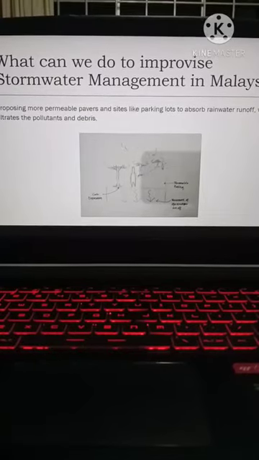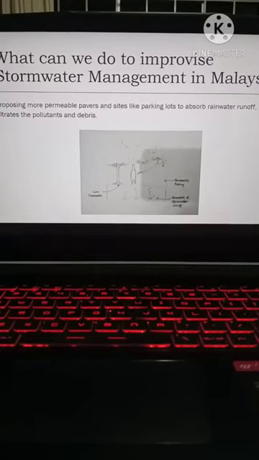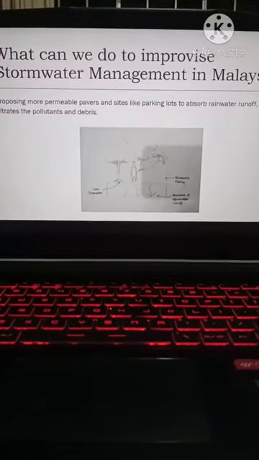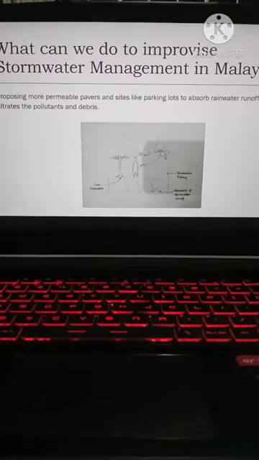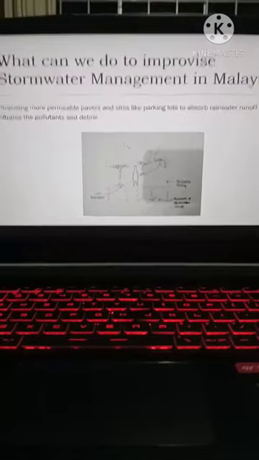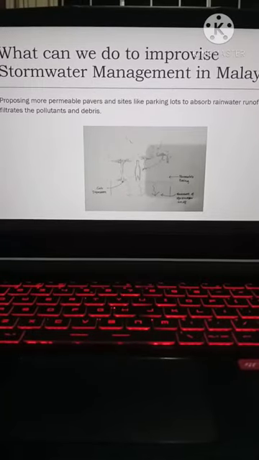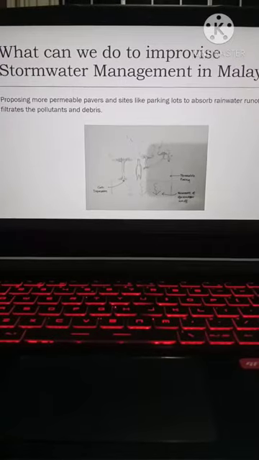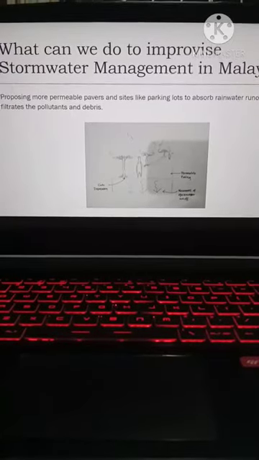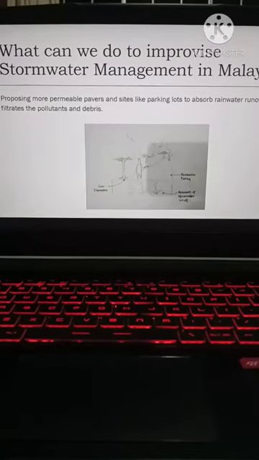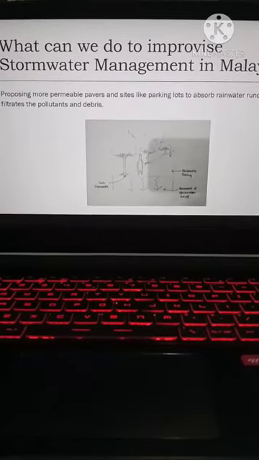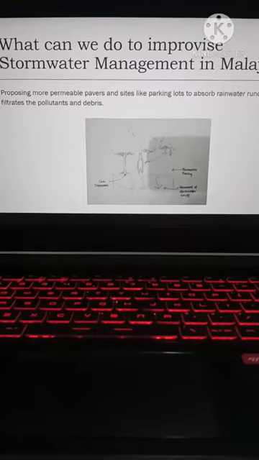the pollutant and debris. So for example, if we propose walkways or pavers, I would suggest that instead of using tar or concrete, it is better for us to propose permeable pavers so that when it rains, the stormwater could be absorbed and filtrated, and the movement of water will be quite slow, so it will actually minimize the risk of getting floods and overflowing of water.